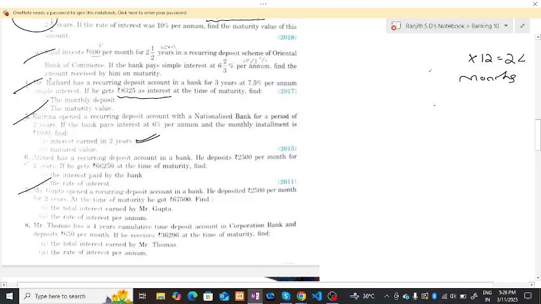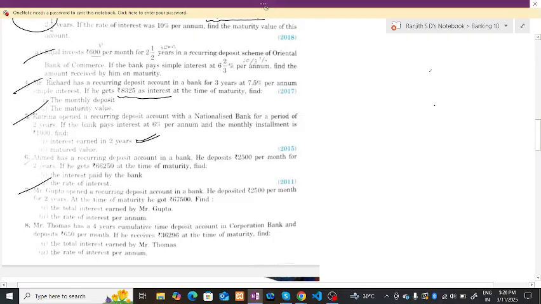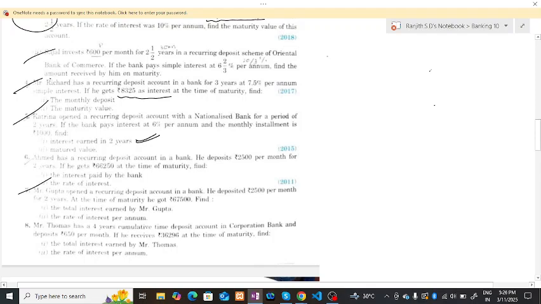Next, sixth question. I'll read out the sixth one. Ahmed has an RD account in the bank. He deposits 2,500. What is this 2,500, students? Every month 2,500. That is principal for 2 years. So n is equal to 2 into 12, 24 months.